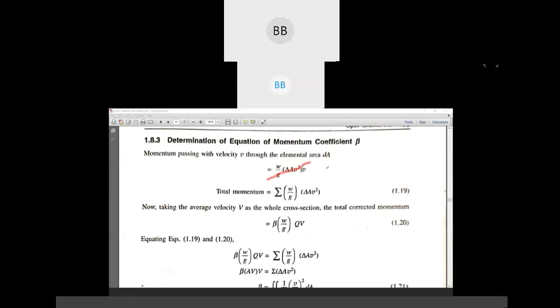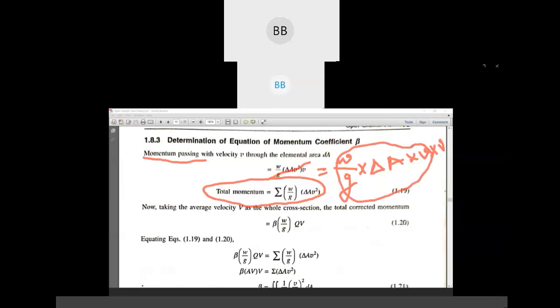Here, this is wrong. This is specific weight divided by acceleration due to gravity, multiplied by the elementary area, del A, multiplied by velocity. This is mass. Then to get momentum, we multiply the mass by velocity, so there will be one more velocity. Here it is written v square, but this should be only a single v. Only after multiplying these two do you get v square. So strike out that equation and write this one: specific weight divided by acceleration due to gravity, multiplied by small elementary area, multiplied by velocity. This whole gives you mass, and then you multiply it again by velocity to get momentum, mass into velocity.